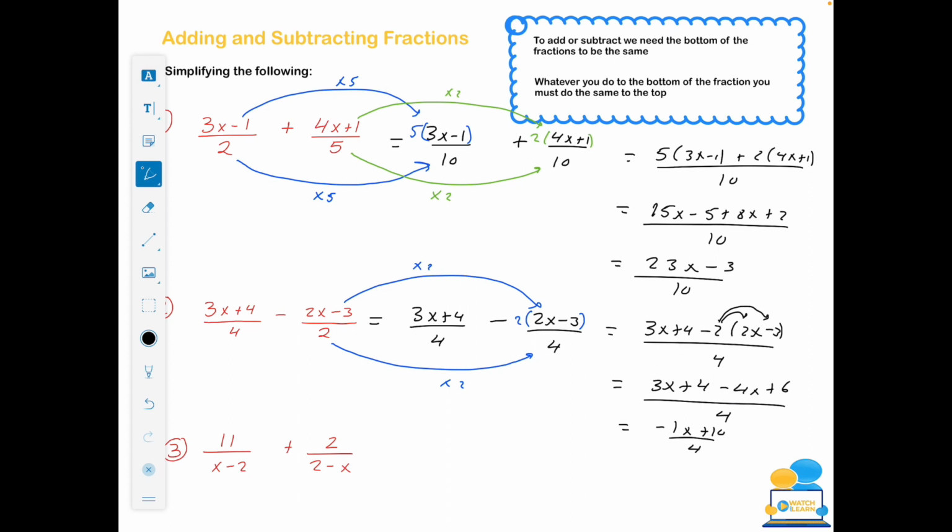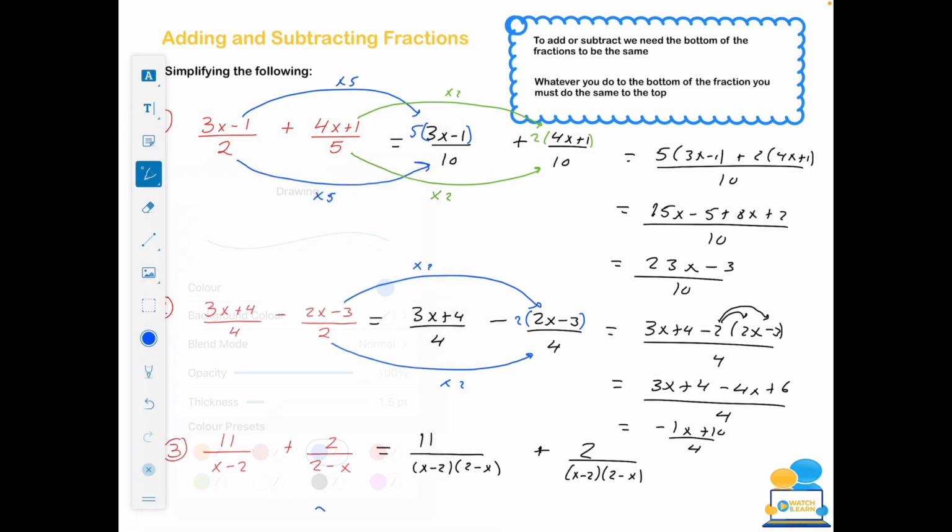So we saw in number 1 and 2, we had numbers on the bottom, so we could figure out what the common denominator is. If there's algebra on the bottom, we can't actually figure out a number that will work for both. Okay, so all we do is we multiply them together. So on the bottom of this fraction, I'm going to write x minus 2 multiplied by 2 minus x. Okay, I'm going to pop my 11 back there like it was. And I'm going to do the same thing over here. So on the bottom of the fraction, we're going to write both of the brackets. And put the 2 back on top there.